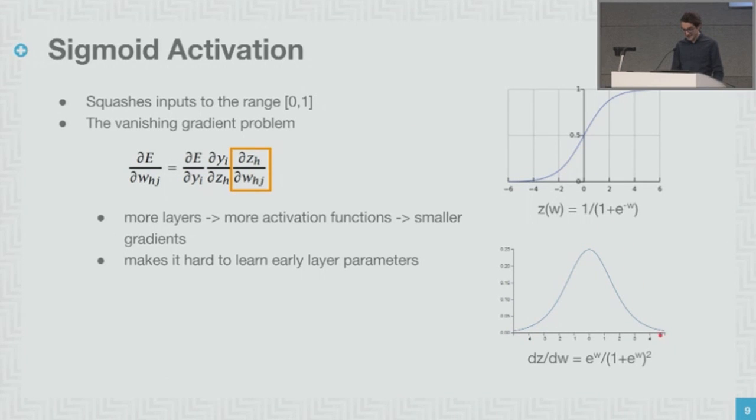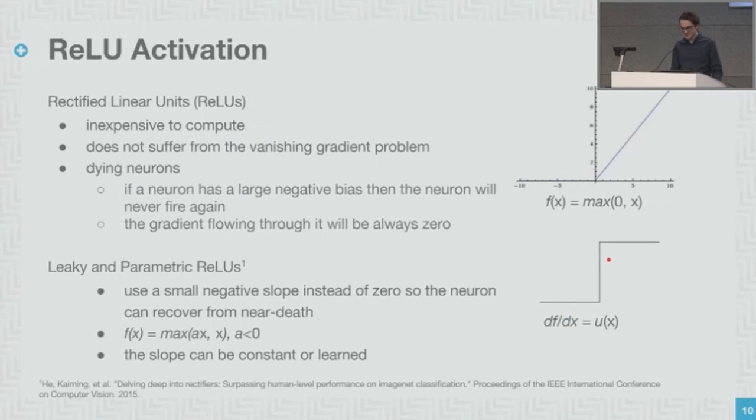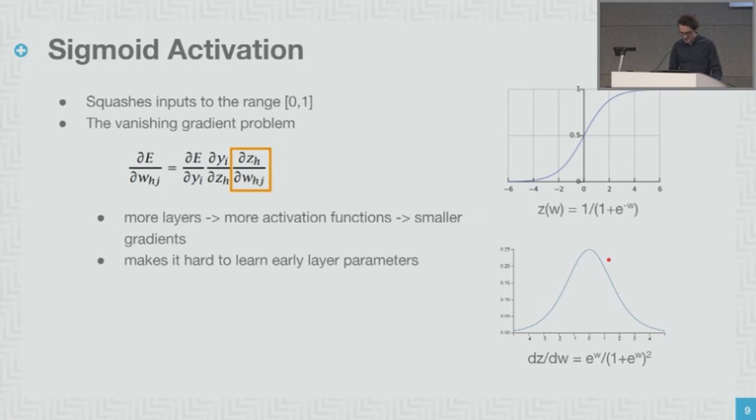And as the magnitude of the input increases, the gradient goes quickly to 0, like on this end and this end. It's almost 0. So this causes a problem, especially in deep learning models. If you stack those hidden layers on top of each other, we're going to have more layers and more activation functions, which will lead to smaller gradients, which makes it really hard to learn early layer parameters in deep learning networks.